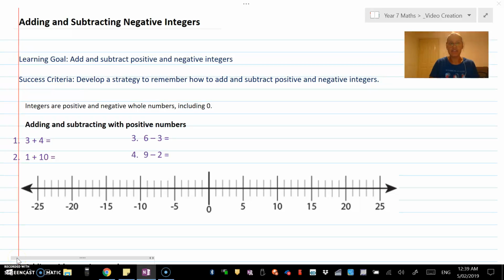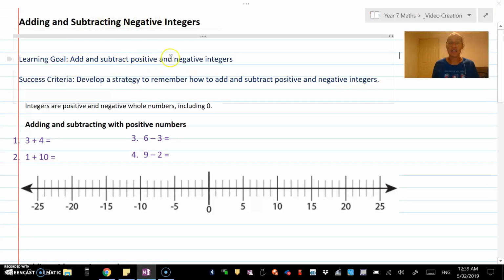Hi everyone, in this video we're looking at adding and subtracting negative integers. So the learning goal is to add and subtract positive and negative integers, and by the end of the lesson you should be able to develop a strategy to remember how to add and subtract positive and negative integers.